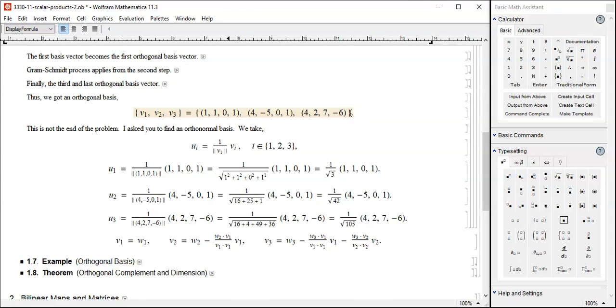So we got the orthogonal basis, and once you get the orthogonal basis, you can get an orthonormal basis simply by dividing each by its norm. So divide by square root of 3, divide by square root of 42, divide by square root of 105 to get the orthonormal basis. By the way, if I write this kind of problem in the exam, I'll probably stop at finding the orthogonal basis. Orthonormal basis with this kind of computation is kind of pointless.